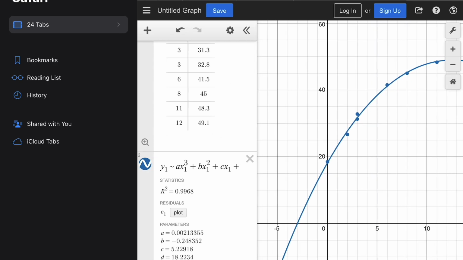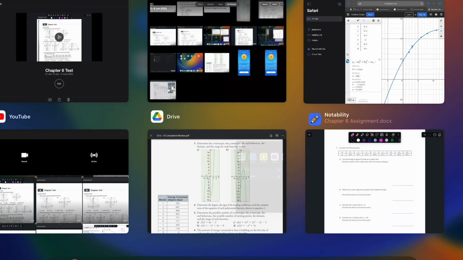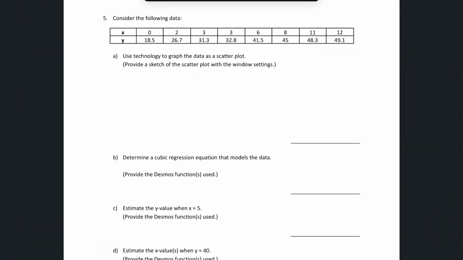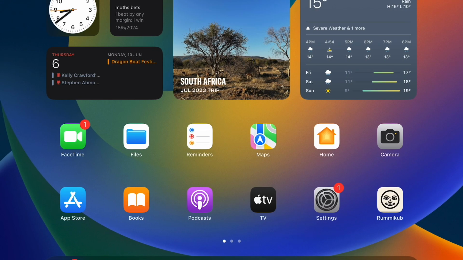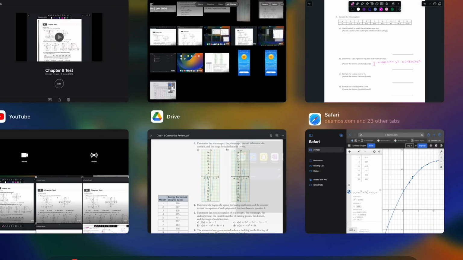This is just copying down all the numbers. 0.002133 55 x cubed minus 0.24835 x squared. Whoops. What were the other numbers?